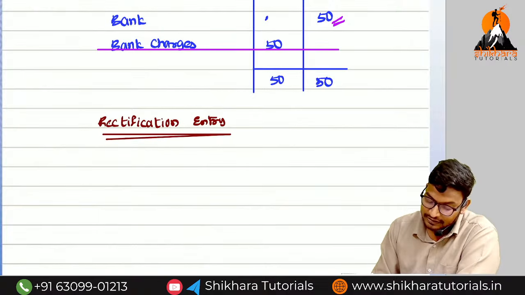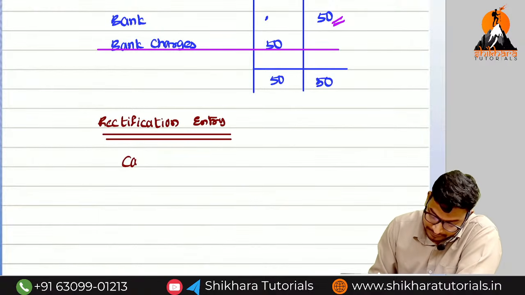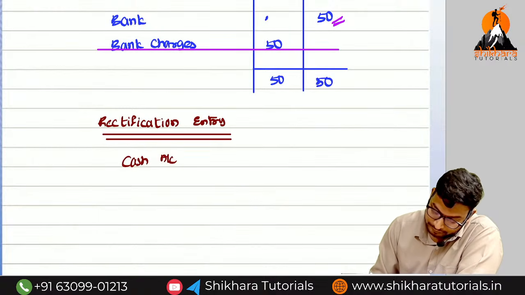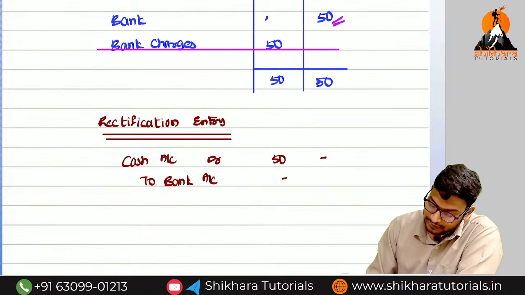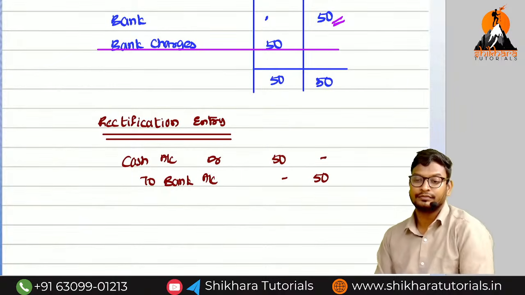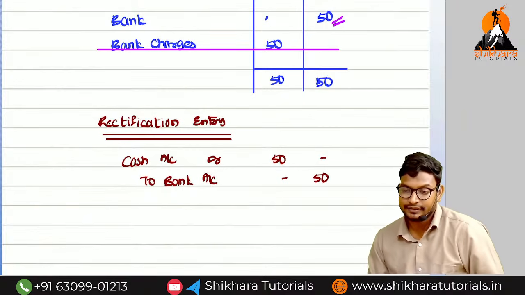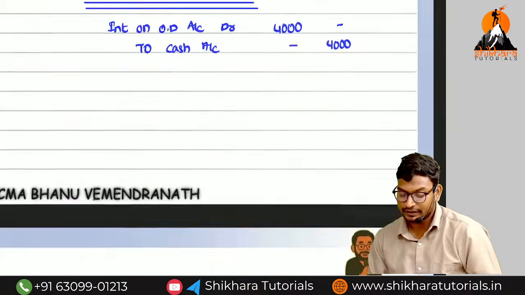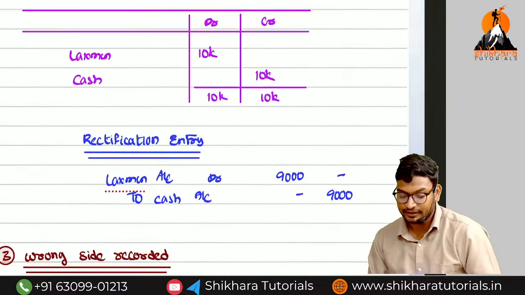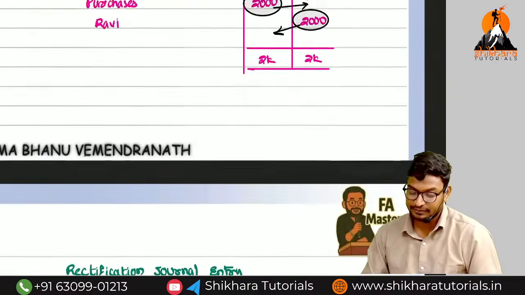What is the rectification entry? Cash account debited to bank account. Can you see the amount? 50 rupees and 50 rupees. So this is how we rectify this one also. Okay? So till now we have discussed the concept called error of commission with respect to subsidiary books only.